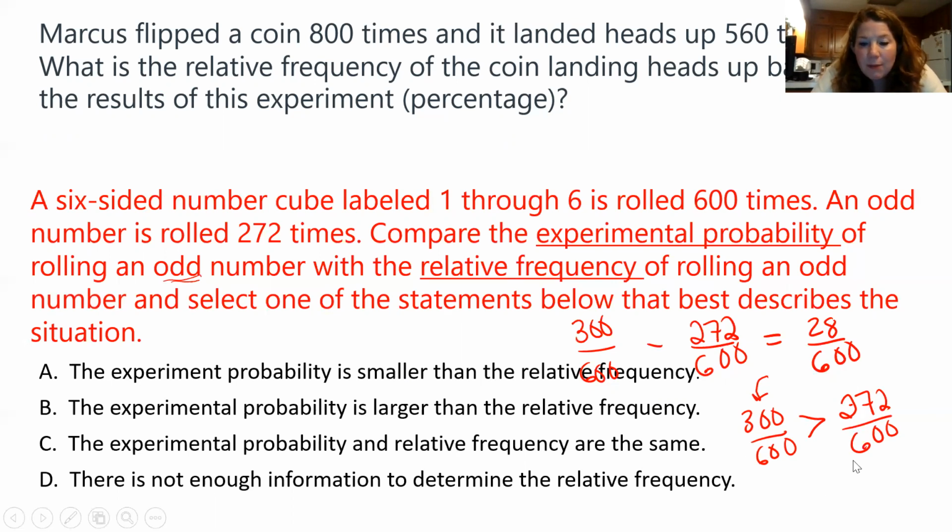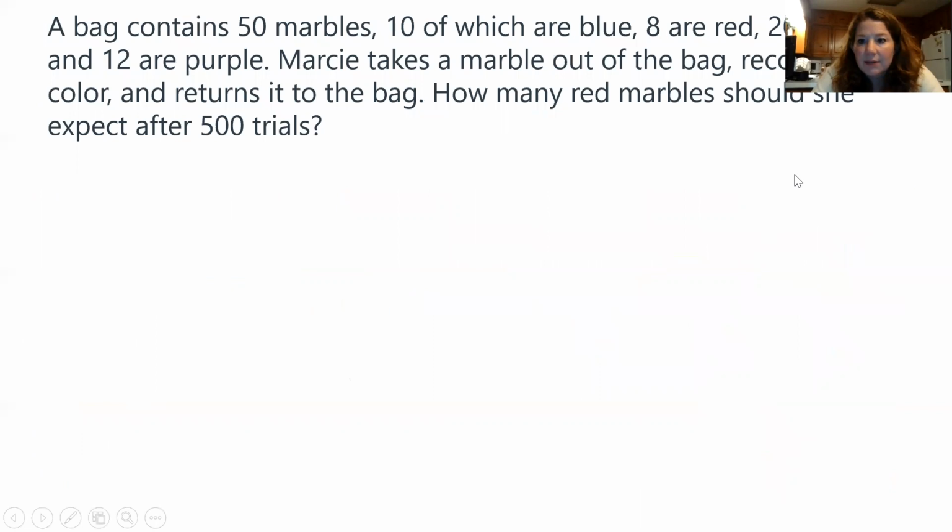wait, let me go back to letter A. I need to get my thoughts together. The experimental probability, which is 272, is smaller than the theoretical. Oh, actually, that is true, right? Letter A is true. Letter B is not true. The experimental probability is not larger, it's less than. The experimental probability are the same. Nope, that's not true. And there's not enough information. Nope, there is enough information. So A is the right answer. Only took me 3 times to get that one right.